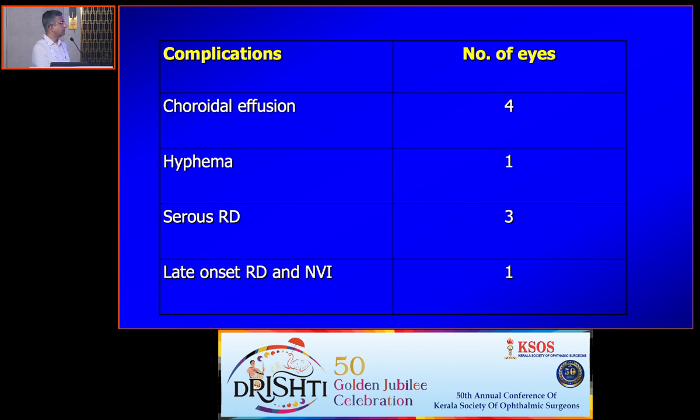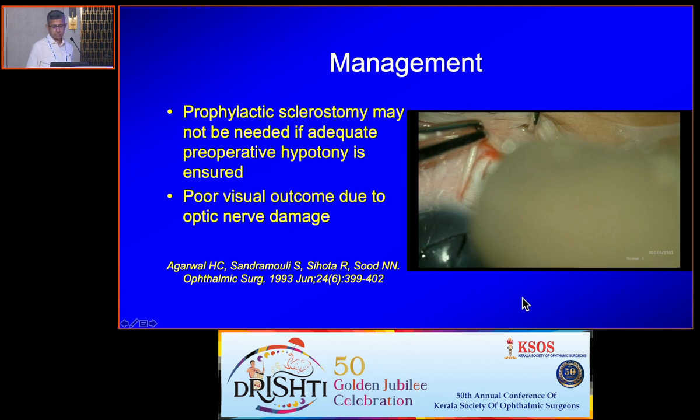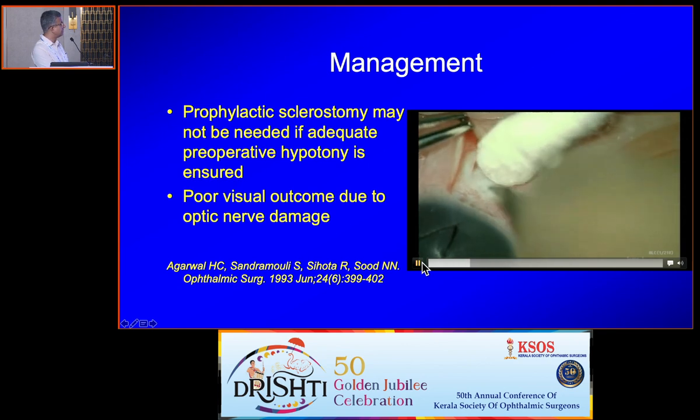So we tend to put in prophylactic sclerostomy for everybody, but even with that, out of these about 20 eyes, we had 7 eyes with either a serous RD or choroidal effusion post-op, and 1 late onset RD, which is probably not really related directly to the surgical intervention. So basically we just do a prophylactic sclerotomy. It's very easy to do, we just place it.